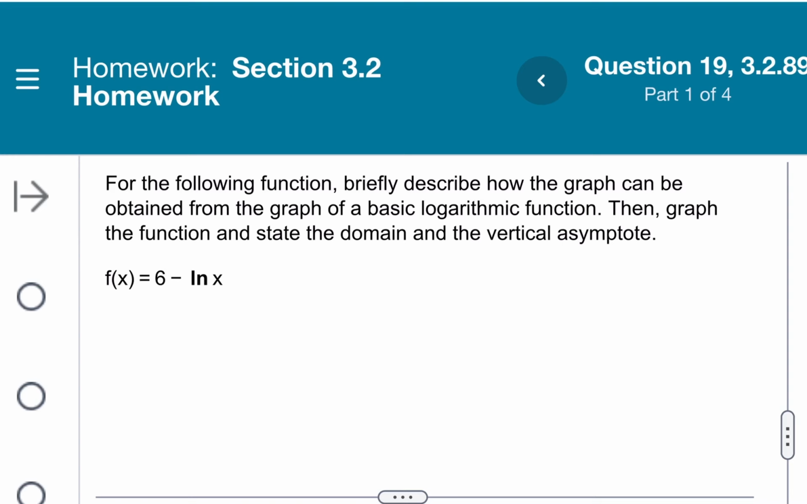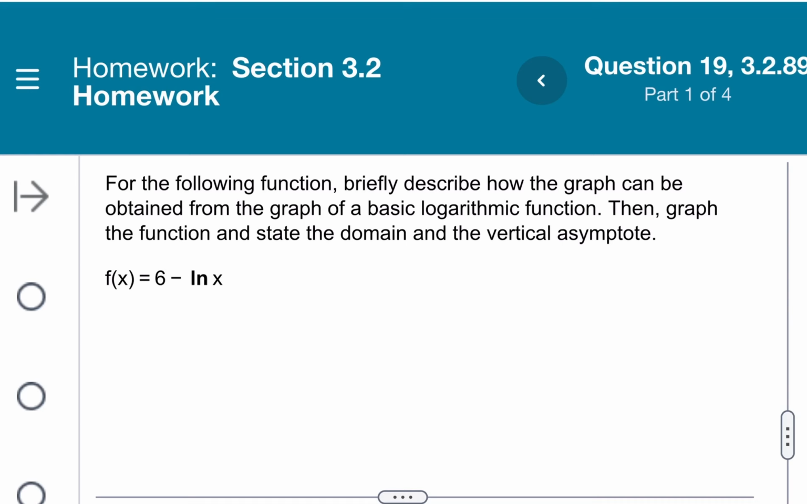For the following function, briefly describe how the graph can be obtained from the graph of a basic logarithmic function. Then graph the function and state the domain and the vertical asymptote. So here we have f of x equals 6 minus the natural log of x.